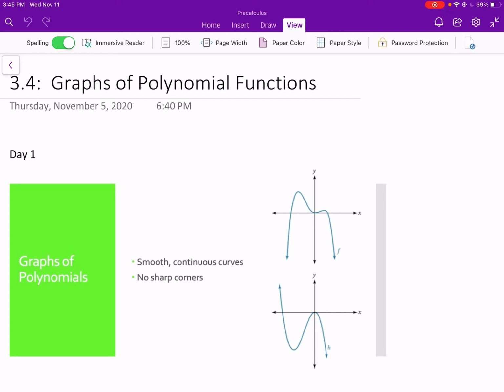This is section 3.4, graphs of polynomial functions, day 1. When you look at the graph of a polynomial function, you should notice that it is a smooth, continuous curve. You're not going to have any sharp corners, and you can draw it with one stroke of a pencil. You're never going to have to pick up your pencil to start at a different piece. It should just all be one continuous, smooth piece.